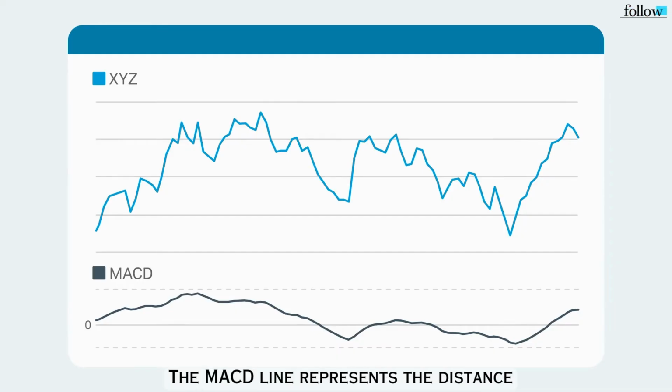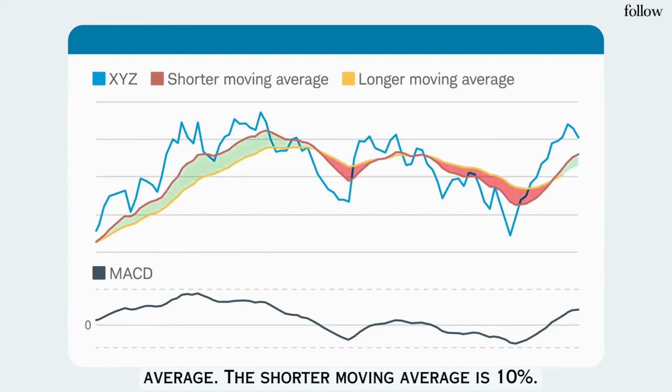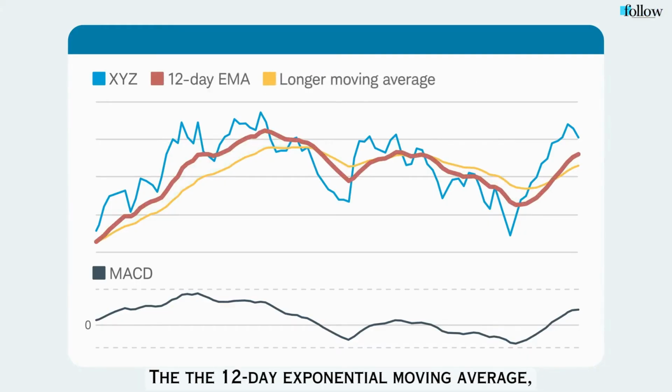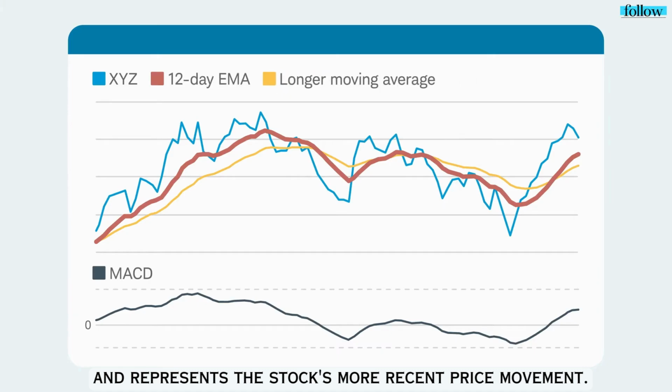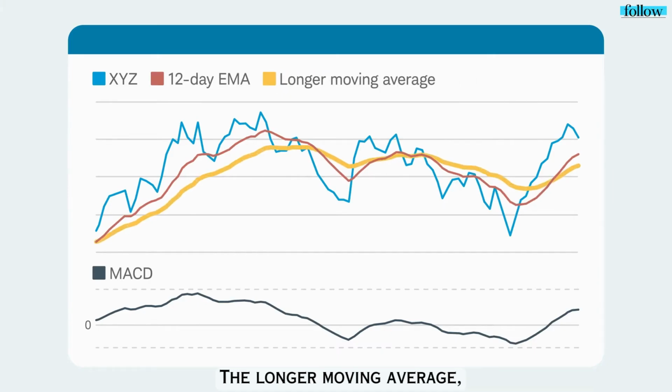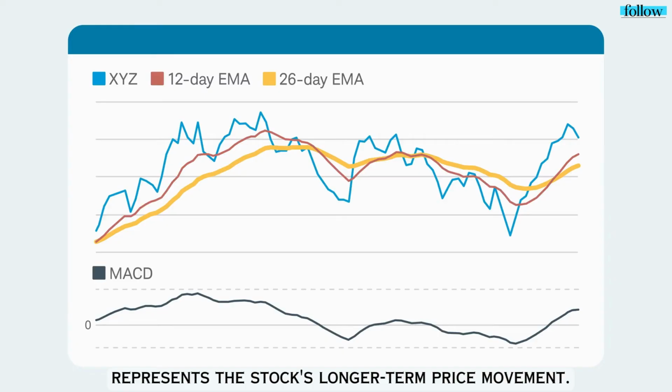The MACD line represents the distance between a shorter moving average and a longer moving average. The shorter moving average is typically the 12-day Exponential Moving Average, or EMA, and represents the stock's more recent price movement. The longer moving average, typically the 26-day Exponential Moving Average, represents the stock's longer-term price movement.